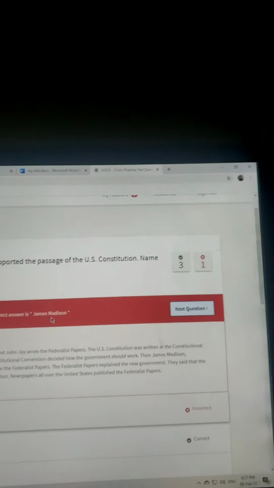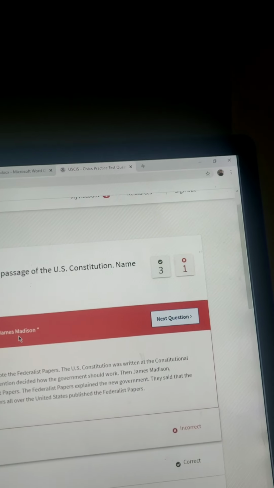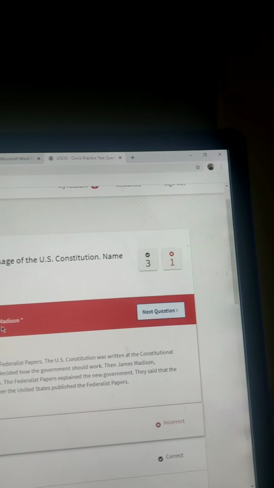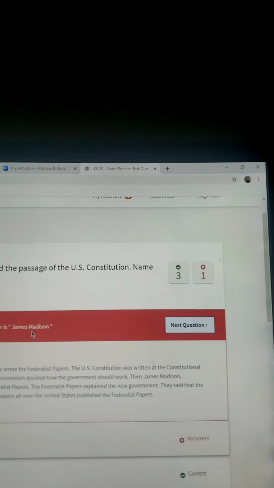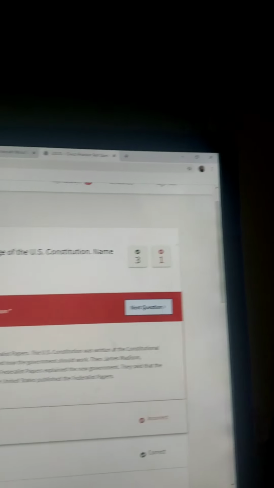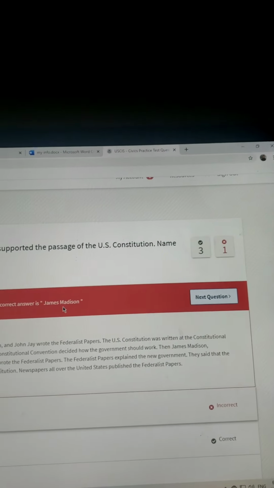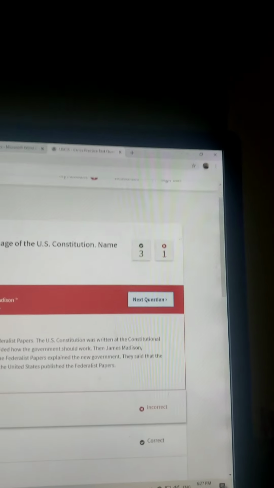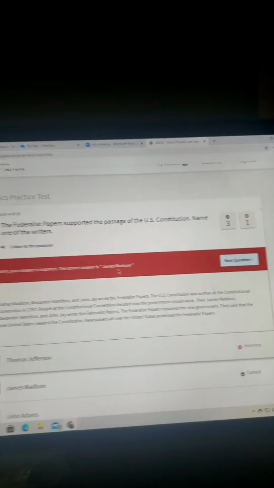James Madison, Alexander Hamilton, and John Jay wrote the Federalist Paper. The U.S. Constitution was written at the Constitution Convention in 1787. People at the Constitutional Convention decided how the government should work. The James Madison, Alexander Hamilton, and John Jay wrote the Federalist Papers. The Federalist Papers explained the new government. They said that the new United States needed the Constitution. Newspapers all over the United States published the Federalist Papers. Okay, let's go to the next question.